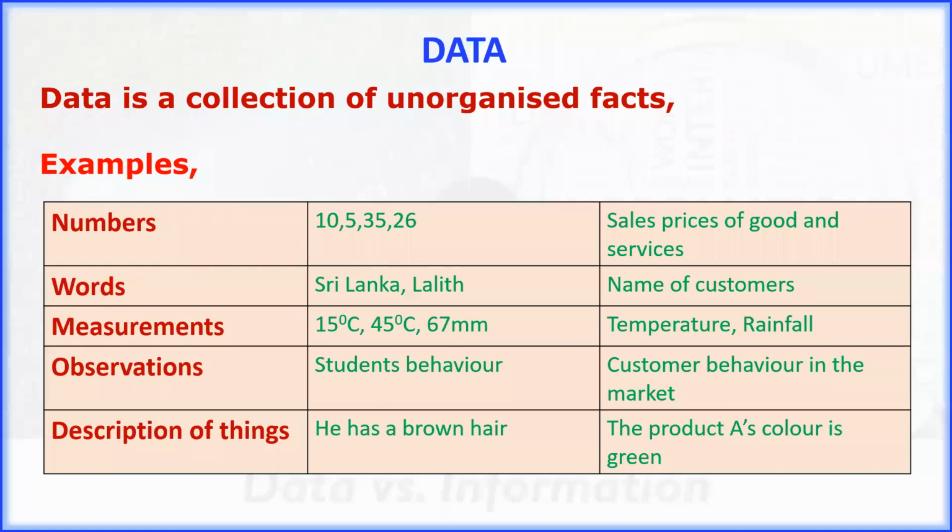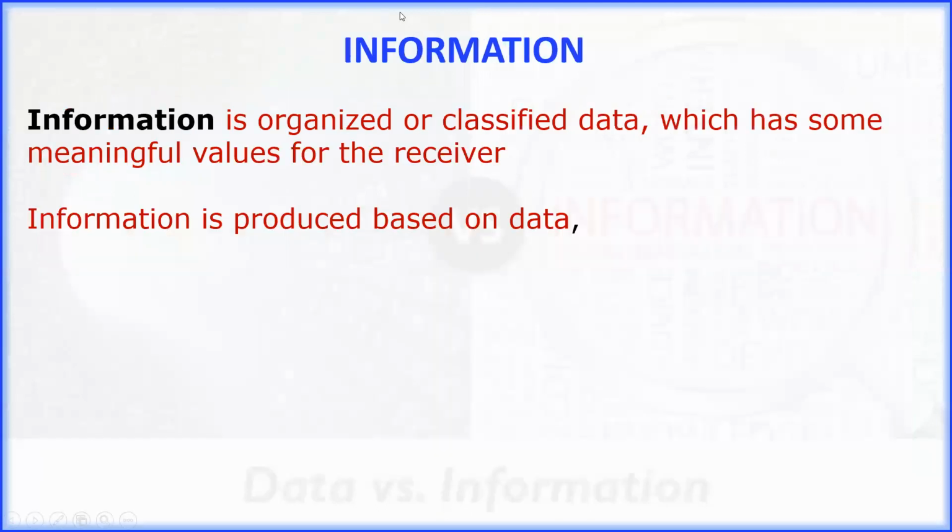Right, I think you complete this one. Then that's about data. Then we'll move to the next term, information. Right, information we can identify as processed data. That means once you collect the data, then you want to prepare this data in a meaningful manner. Once you prepare that data in a meaningful manner, we know it as information.